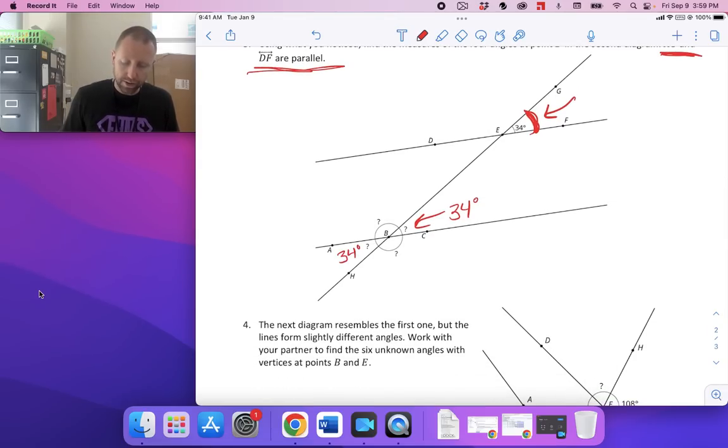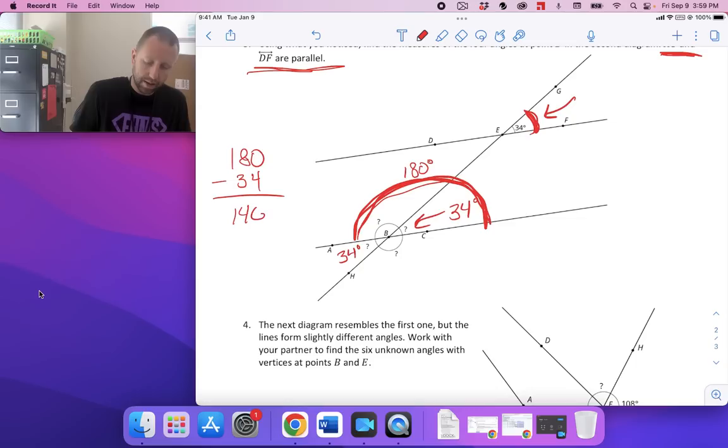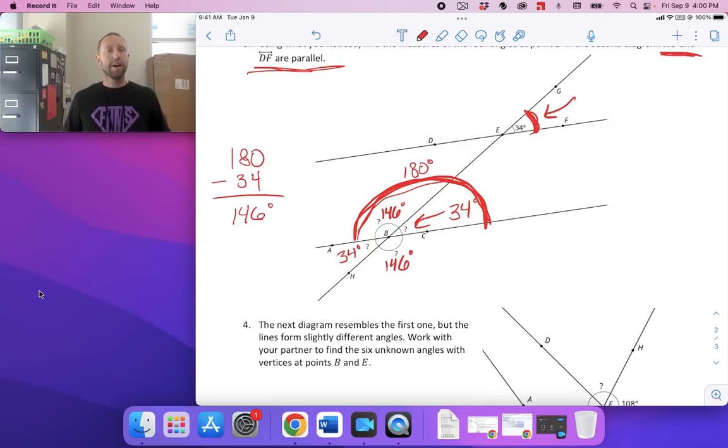Those are vertical angles. To get the missing angle, so I know this would be a complete 180 degrees. I just need to subtract 34 from 180. So I'm going to do that off to the side. 180 minus 34. And that gives me 146 degrees. So this angle is 146. And this angle, which is vertical to that angle, is 146.